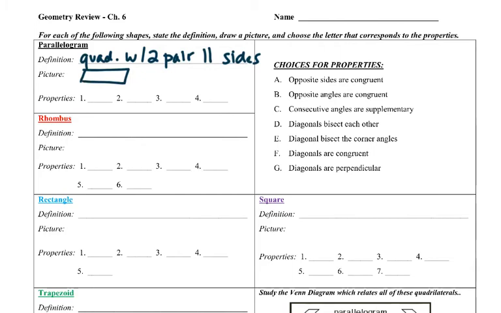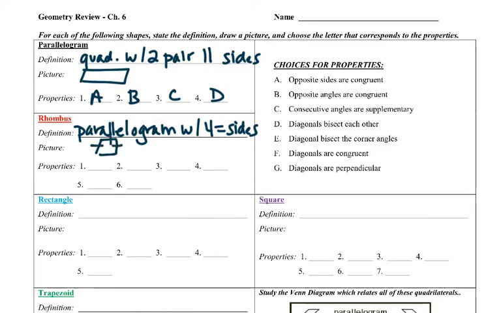So we know that that's our basic parallelogram, and we know that the properties are our first four. Opposite sides equal, opposite angles equal, angles next to each other add up to 180, and the diagonals bisect each other. We know that a rhombus is a parallelogram that has four equal sides. So it has the same parallelogram properties, plus it's got the extra properties.